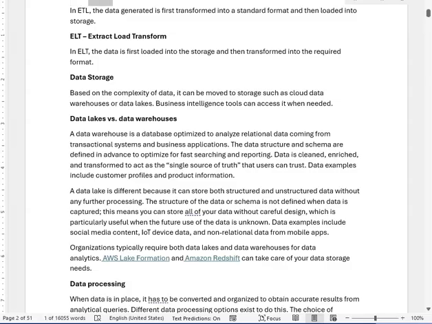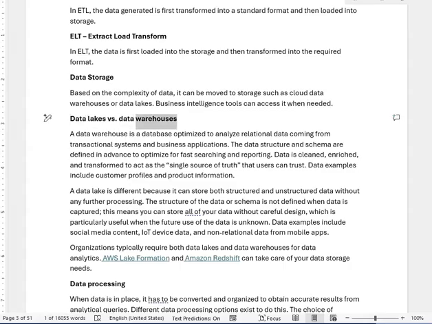ETL, extract, transform, load. In ETL, the data generated is first transformed into a standard format and then loaded into storage. ELT, extract, load, transform. In ELT, the data is first loaded into the storage and then transformed into the required format. Data storage. Based on the complexity of data, it can be moved to storage such as cloud data warehouses or data lakes. Business intelligence tools can access it when needed.